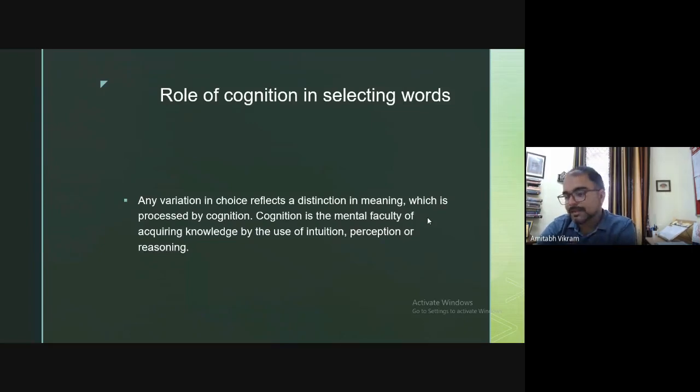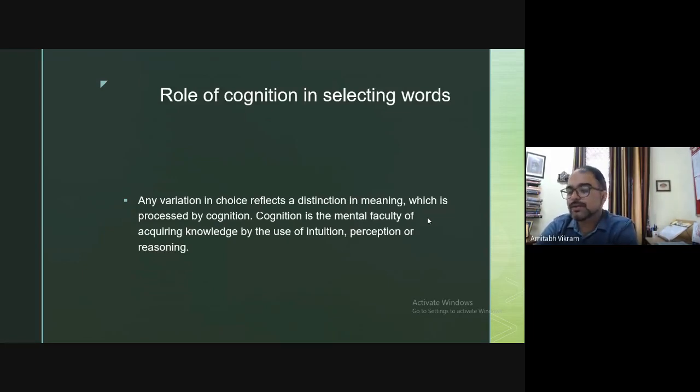So you cognize some events, you cognize states of affairs, and then you use your reasoning to decide which word will be more appropriate. Fine. So a word, let's say salary. Salary is one word, and you know someone who is an employee gets a monthly salary. Now this is one word, but salary is also known as dosh. Salary is also known as emolument.